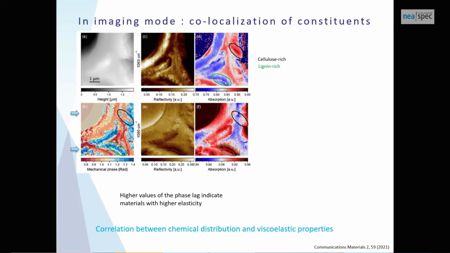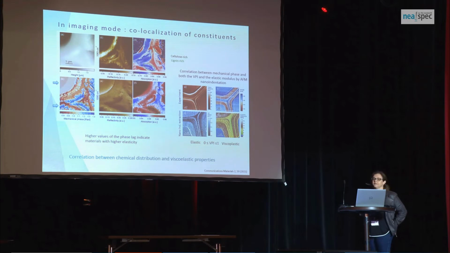So to actually control this, we did some correlation between the mechanical phase obtained by AFM, and we did nano-indentation at the same time. And you see that when you have an increase of the phase lag here in the middle lamella where you have more lignin in our cell, you also have a decrease, sorry, of the viscoplastic index. That means you go towards more elasticity in this region. So that actually is a very good agreement with what we obtained with the s-SNOM.